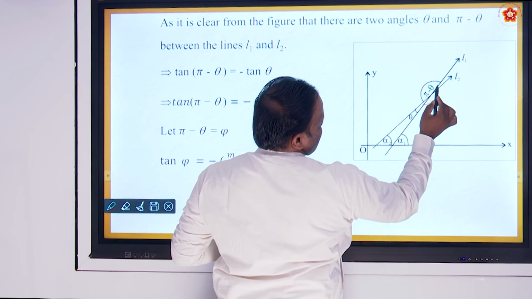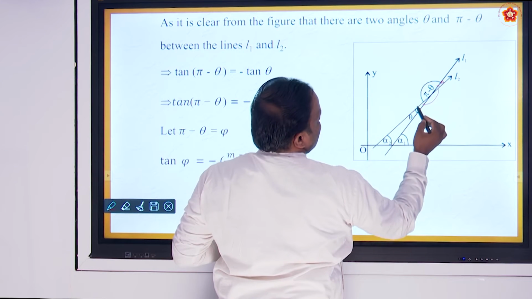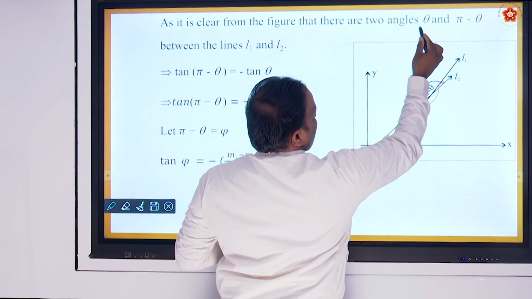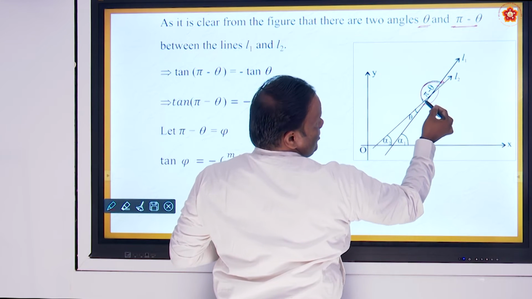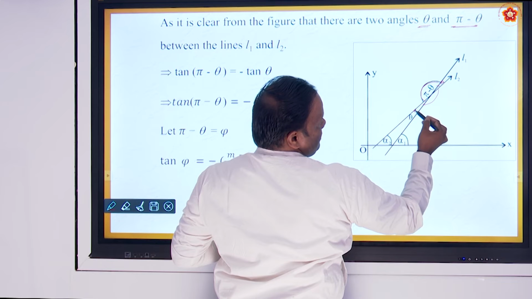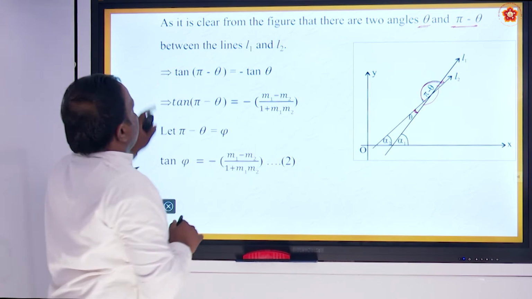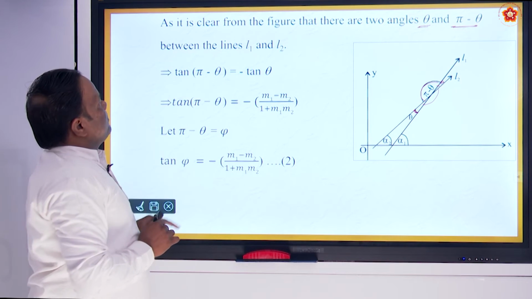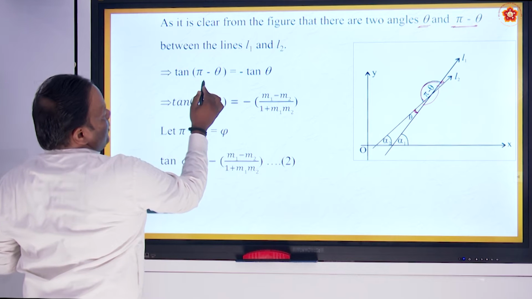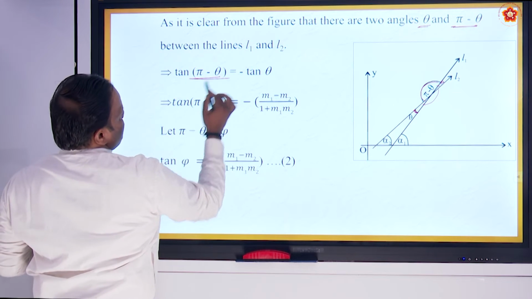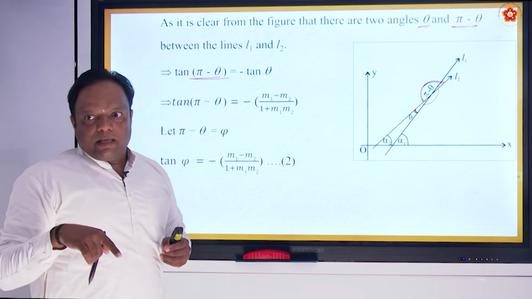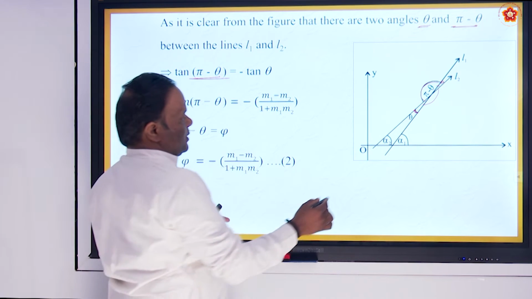If this is theta, this is also theta, because opposite angles are equal. So there are two angles, one theta, another pi minus theta. Clearly pi minus theta is the obtuse angle and theta is the acute angle between lines L1 and L2. We know that tan of pi minus theta is minus tan theta, because 180 minus theta lies in the second quadrant. In the second quadrant, tan is negative.